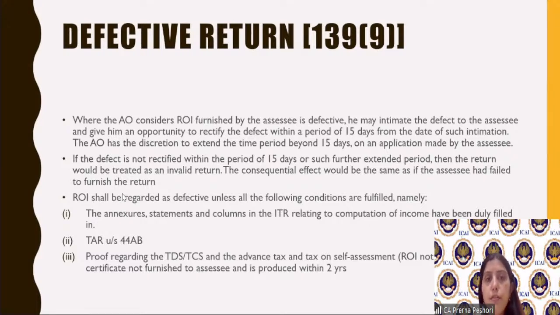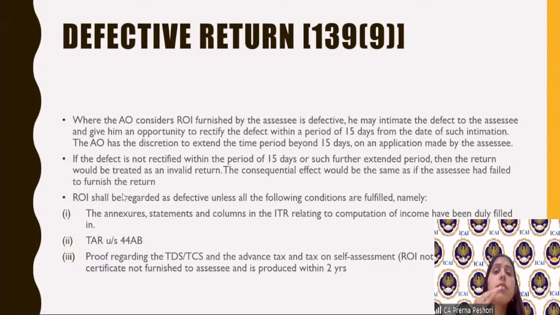And if the return is defective, then the AO has the power to call the assessee to rectify the defective return. So if the AO considers that the return of income is defective, the assessee has not duly filled in the balance sheet or the annexures or the columns in the P&L, then he may intimate the defect to the assessee and give him an opportunity to rectify the defect within a period of 15 days from the intimation. So you get the intimation of defective return for certain of your clients, right?